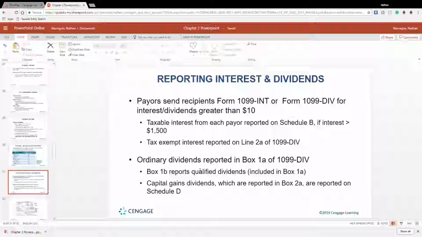So, how do we report these? Well, payers send receipts known as Form 1099-INT for interest or 1099-DIV for dividends whenever they pay out anything larger than $10. Again, if all of them add up to 1,500, then we have to report it. If they don't, then we don't.